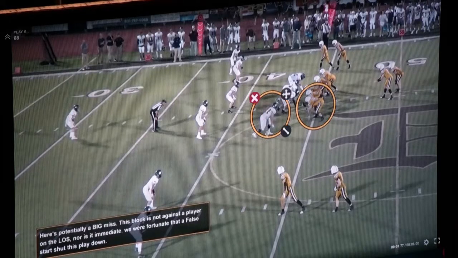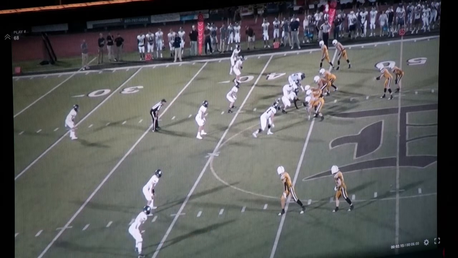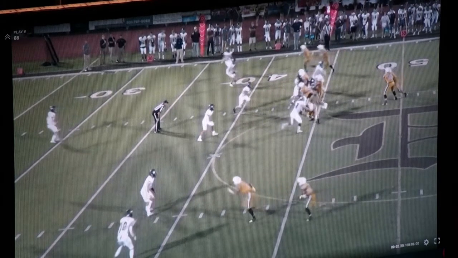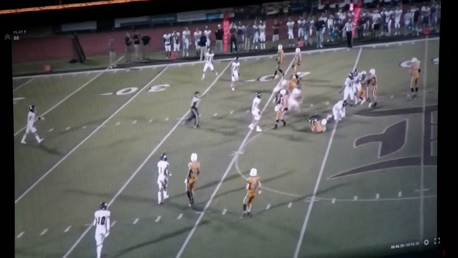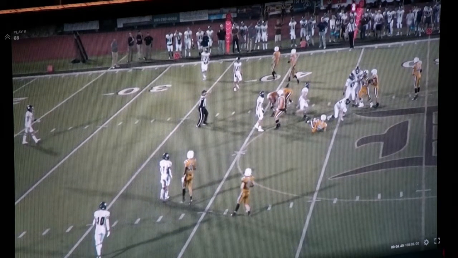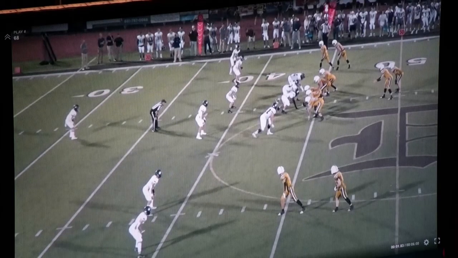Okay, the rules say that the only time we can deliver a blindside block or a block below the waist is if the player is on the line of scrimmage. So let's watch this unfold. He cuts him right there at the line of scrimmage, pretty close to when the snap happens.